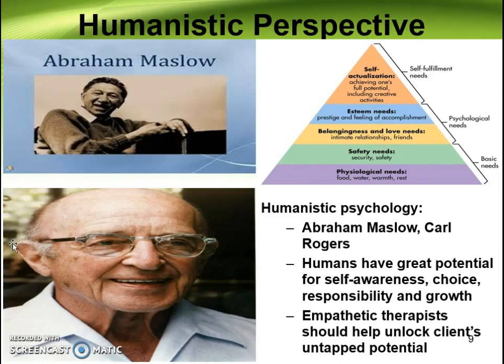The humanistic perspective, Carl Rogers and Abraham Maslow. Maslow developed a hierarchy of needs, where he says that there are 5 basic needs that must be met before a person can reach their full potential in life. And if these needs are not met, a person won't be successful. Carl Rogers says that humans have the potential for self-awareness and the ability to make their own choices, but with these choices comes responsibility, and that they play a major role in their treatment.